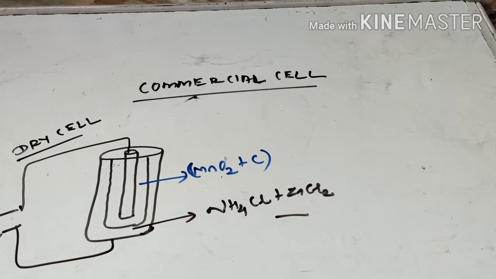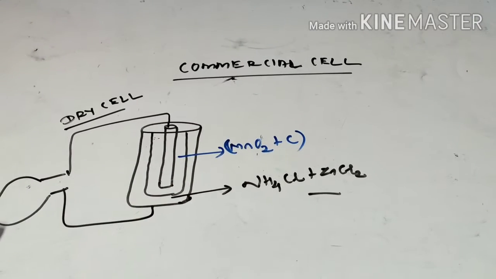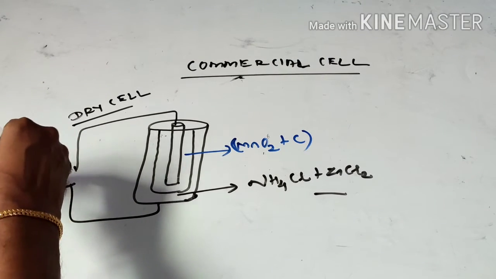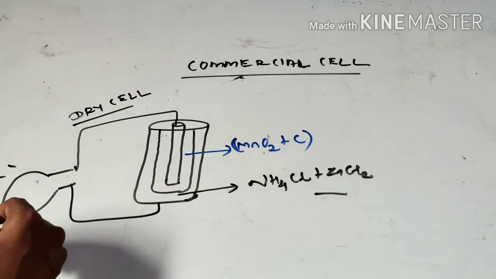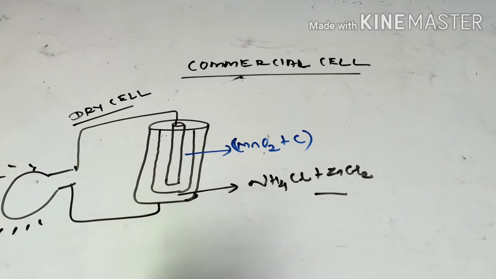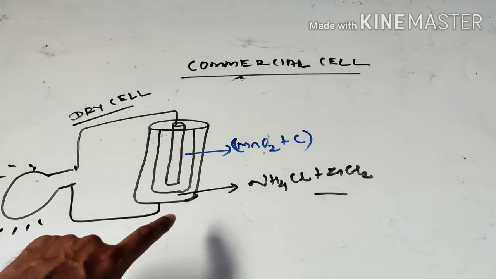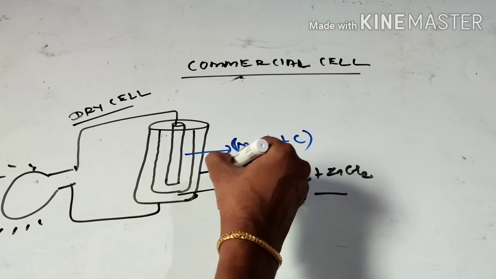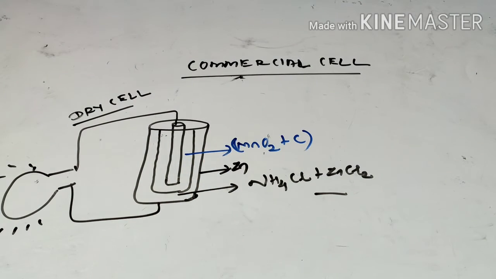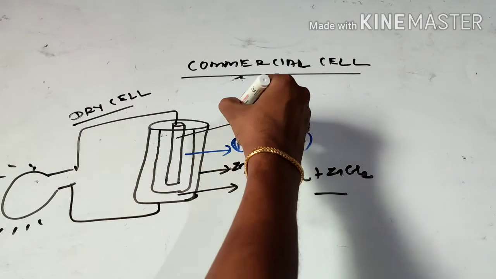So I want to tell about how the electricity is produced from this chemical reaction. We are taking this zinc container and this carbon rod.